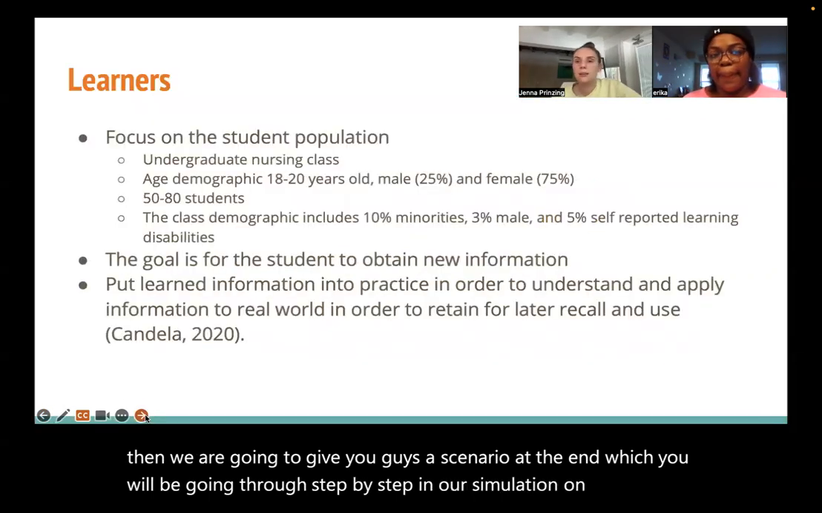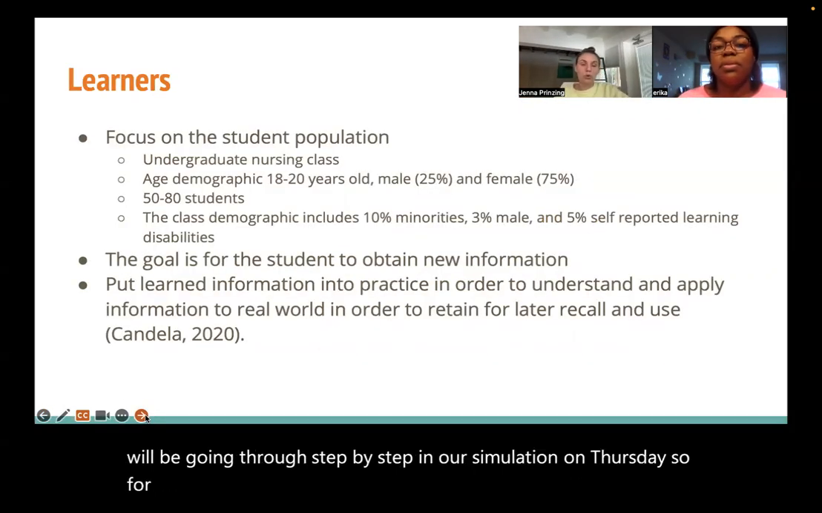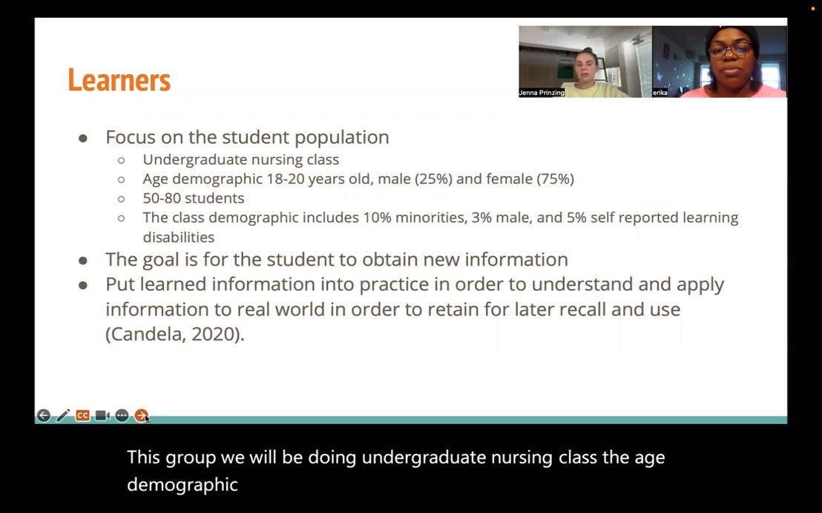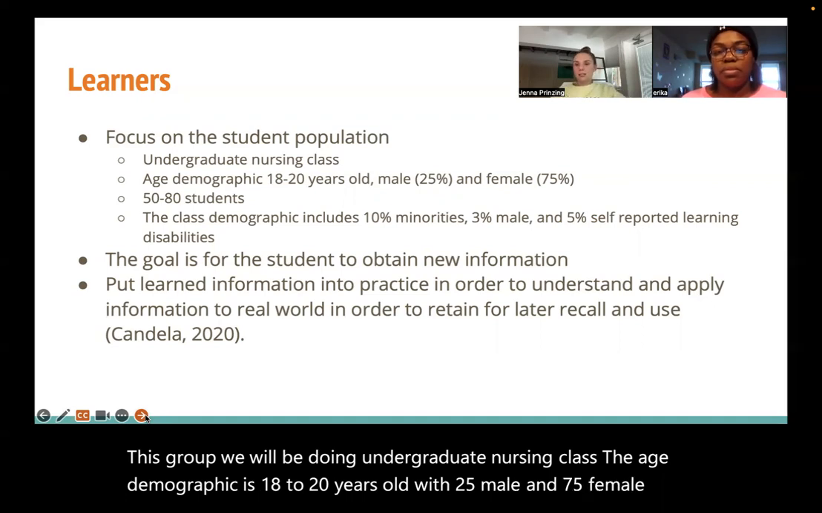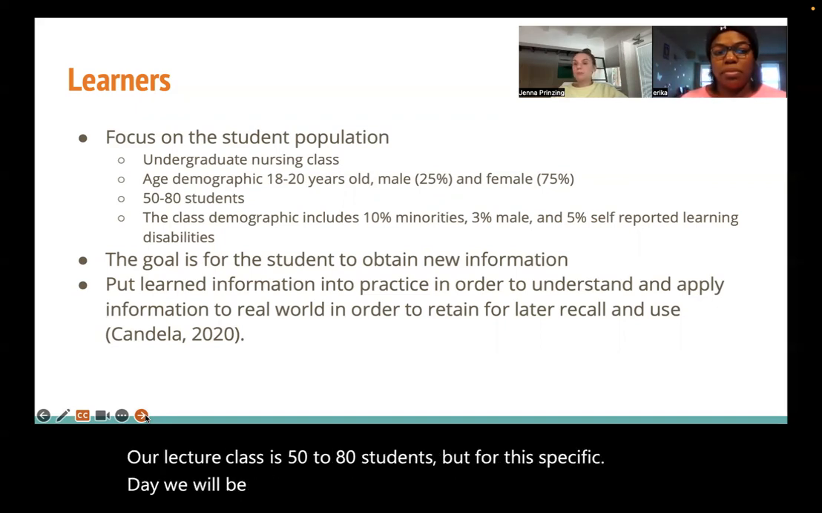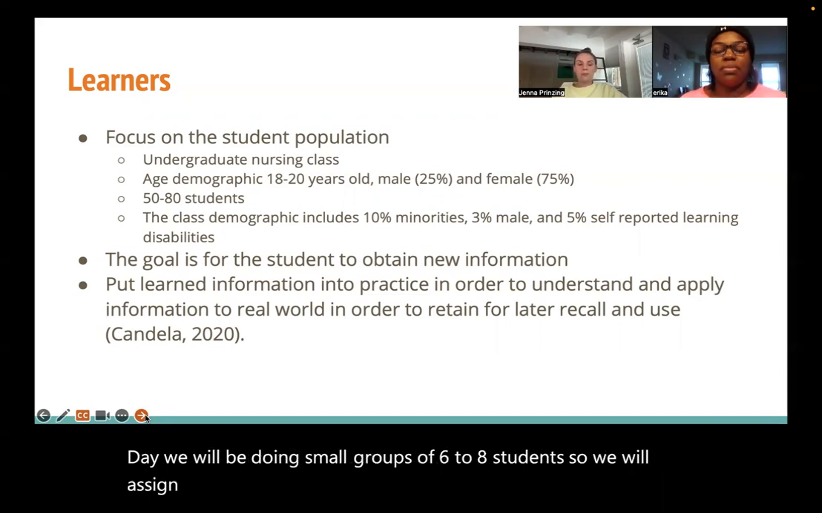So for this group, we will be doing undergraduate nursing class. The age demographic is 18 to 20 years old with 25% male and 75% female. Our lecture class is 50 to 80 students, but for this specific day, we will be doing small groups of 6 to 8 students. So we will assign those groups and post them online.